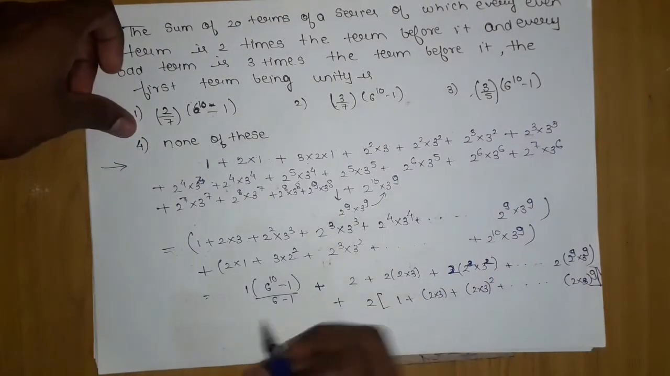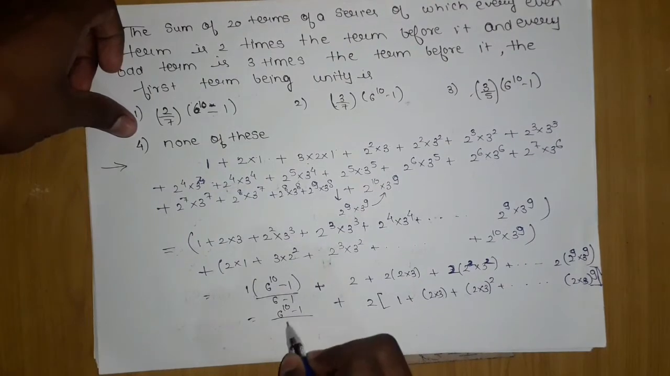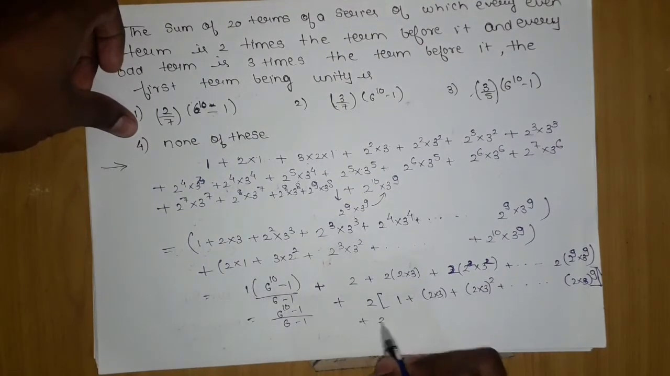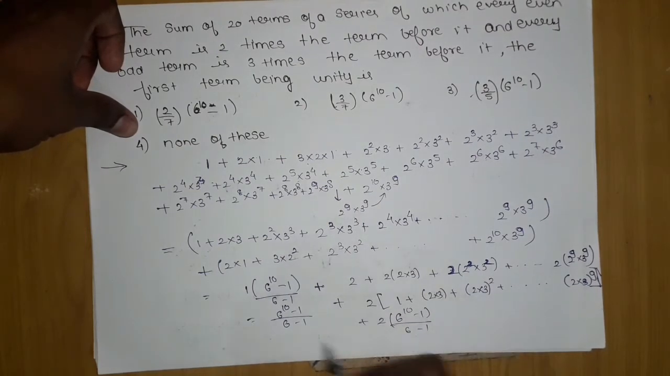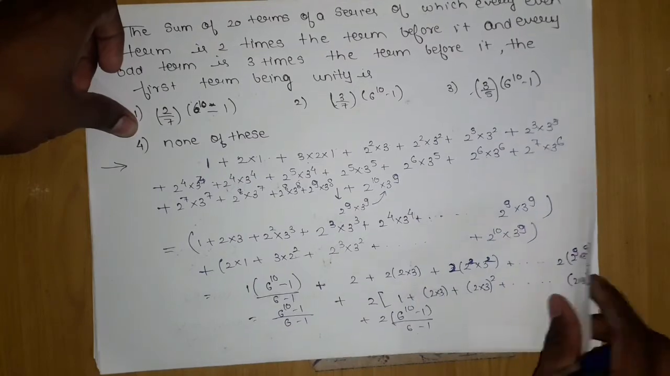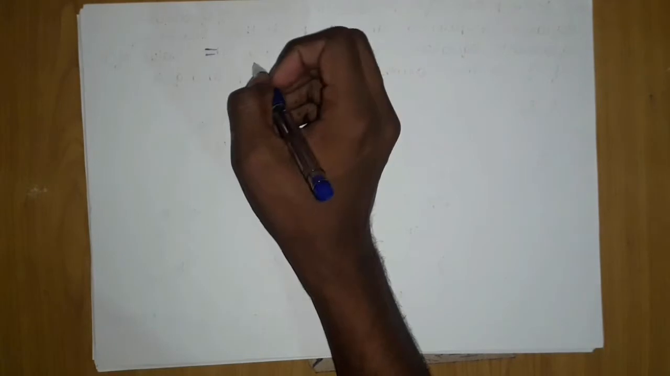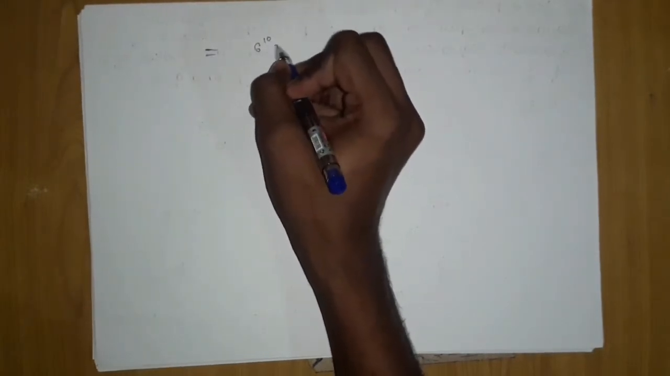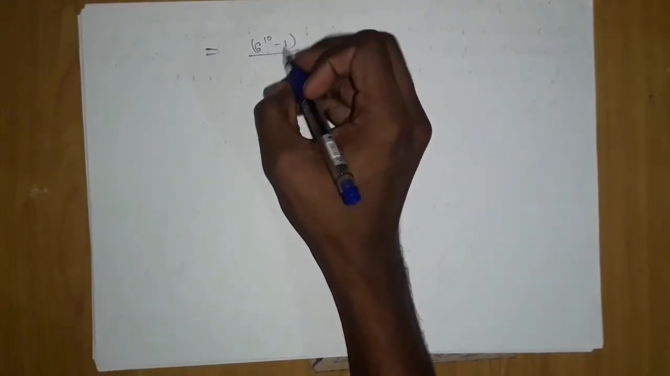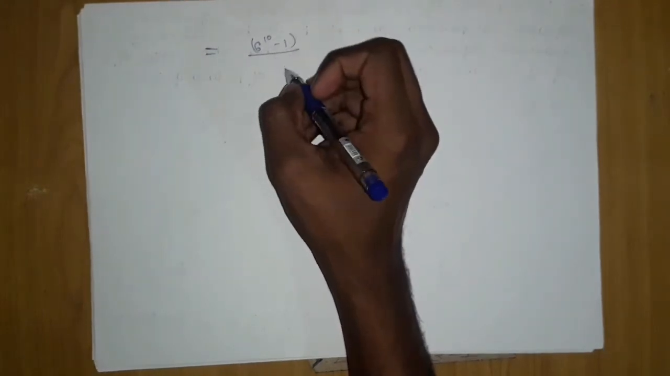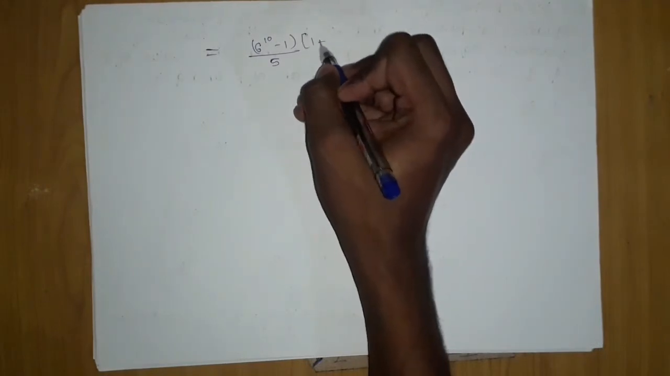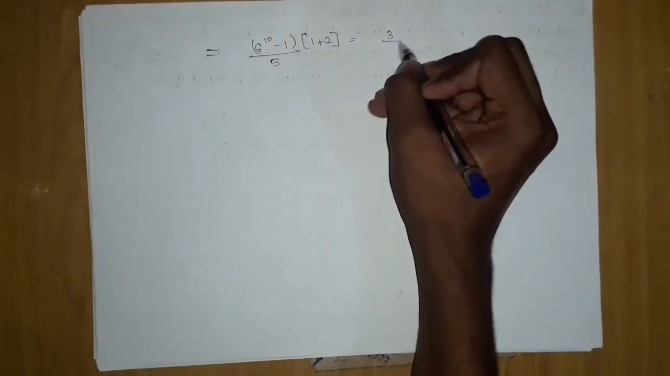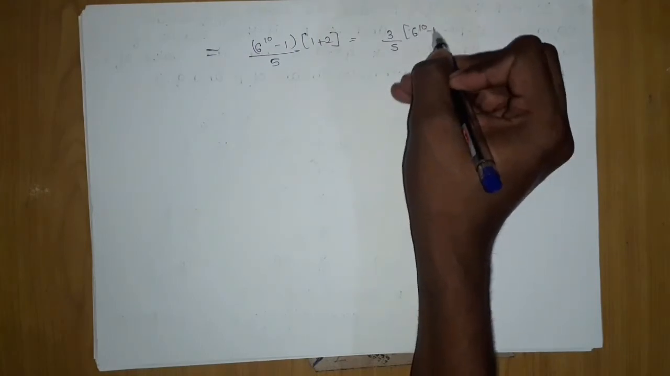Now here we have 6 power 10 minus 1 upon 6 minus 1, and here 2 into 6 power 10, again 10 terms, minus 1 upon 6 minus 1. So in the next step, let me take the next page here. Here I am writing it. So I will take 6 power 10 minus 1, that is very obvious, and 6 minus 1 will be 5, that will also come common. The left thing will be 1 plus 2, which will be 3 by 5 into 6 power 10 minus 1.